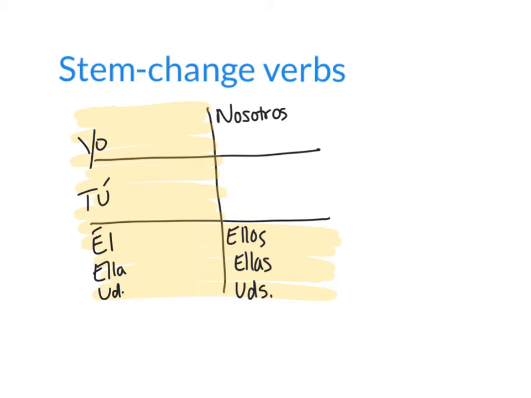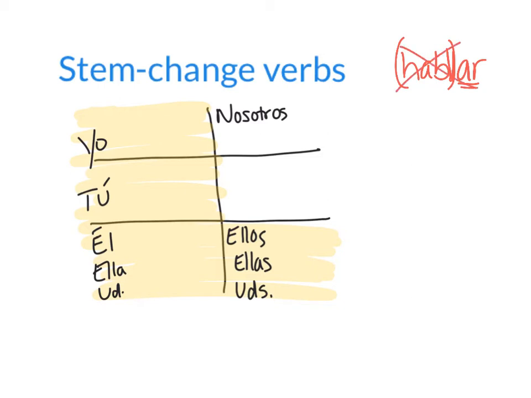Another example of verbs in your review today are stem change verbs. All verbs have two parts. Regular verbs have two parts. For example, the verb hablar has an ending, AR, and a stem, habl. This one does not have a stem change.